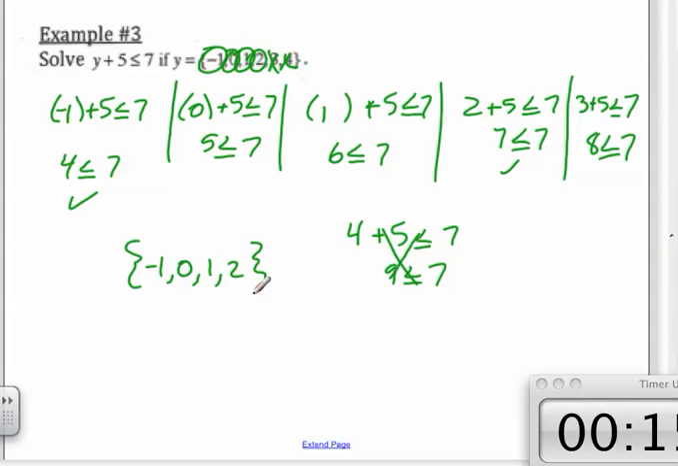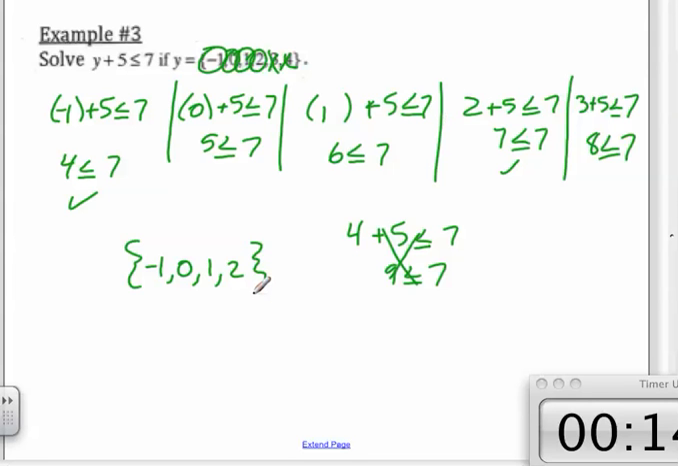Now you need to put it in braces like that for these because we're not considering all real numbers. Right, Benny? We're just considering the ones that they gave us. We're considering the ones they said that we can try.